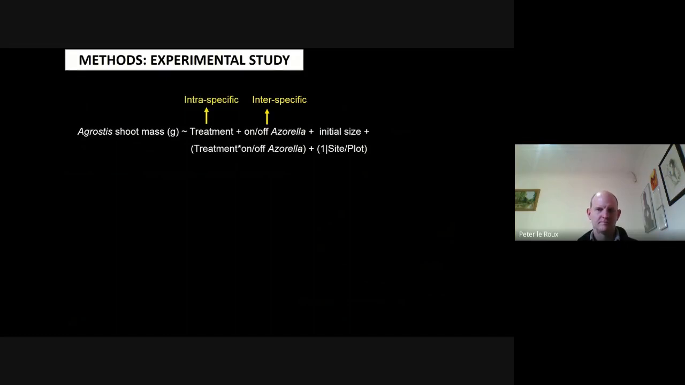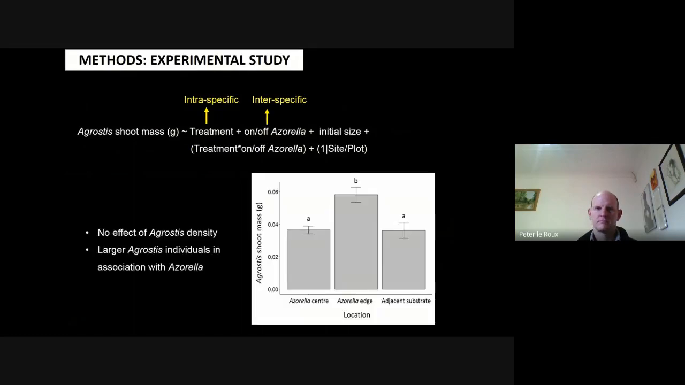In contrast to our observational component, in this experiment we did not observe any effect of Agrostis density on conspecific performance. There was still a significant positive impact of the interspecific interaction, with larger grasses growing on the edge of Azorella selago cushions and elsewhere.